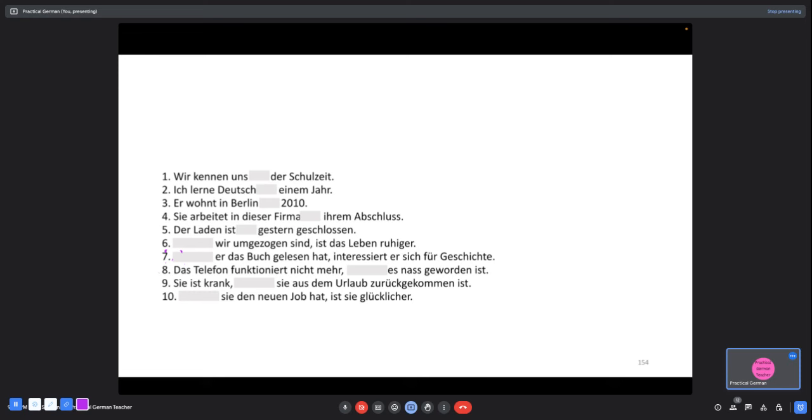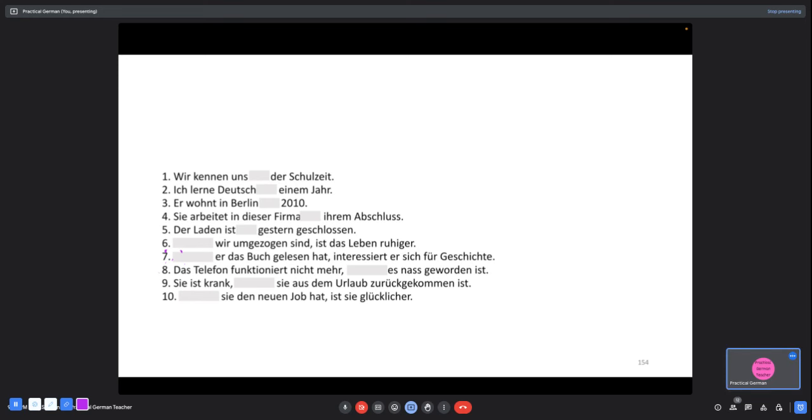Continue. Das Telefon funktioniert nicht mehr, seit es nass geworden ist. What does nass mean? Moist, since it became wet. Yeah, wet. Nass geworden ist. Okay. Sie ist krank, seitdem sie aus dem Urlaub zurückgekommen ist. You can also say seit, but seitdem is also correct.